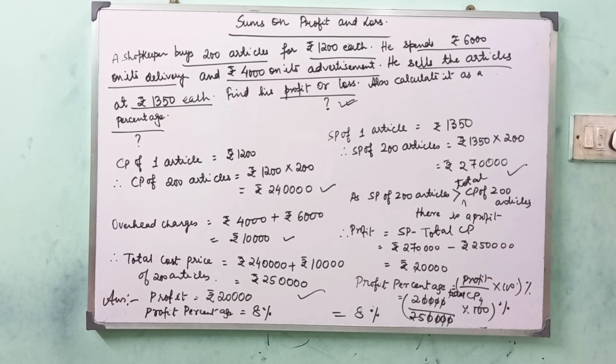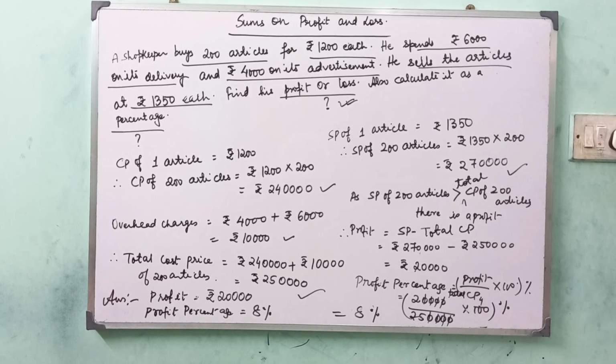Now when you are going to decide whether there is a profit or loss in this transaction, you have to check it upon the SP of the 200 articles as well as the total cost price of the 200 articles. So SP of 200 articles is your 2,70,000 and your total cost price of the 200 articles is 2,50,000. Now we can see that there is a profit. So what is the profit? Profit is the difference of the two, that is 20,000 is the profit.